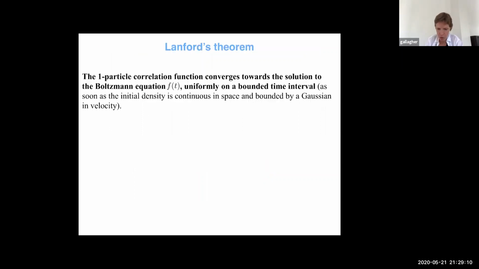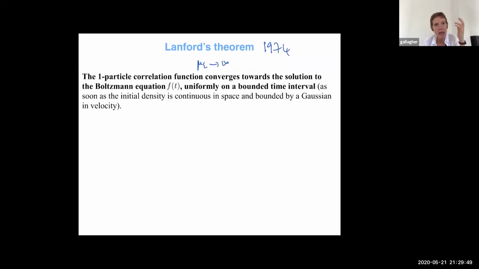Now, where is the Boltzmann equation? Well, here it is. Lanford's theorem, which dates back to 1974, tells you that the one particle correlation function we just defined converges as epsilon goes to 0 or as mu epsilon goes to infinity. It converges to the solution of the Boltzmann equation. That's exactly what you wanted. And that's true uniformly in time, but only on a small time interval. Remember, that's what we said before. And the assumptions on the initial f0 are actually very weak. All you have to know is that it's continuous. And maybe in velocities, you should ask for a bound by a Gaussian. Okay. So this is Lanford's theorem.